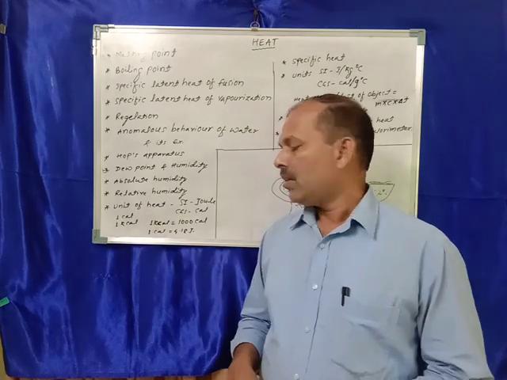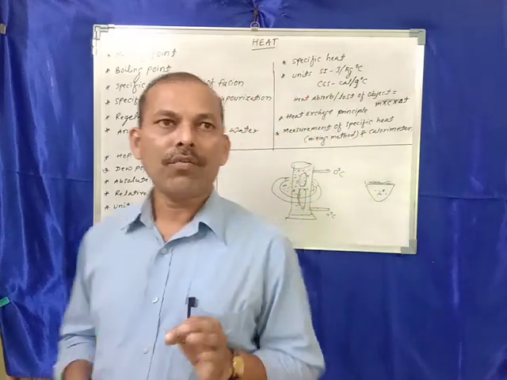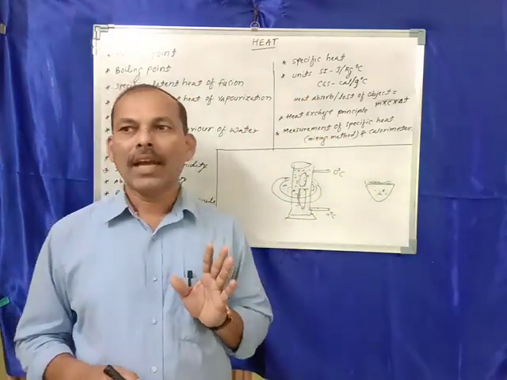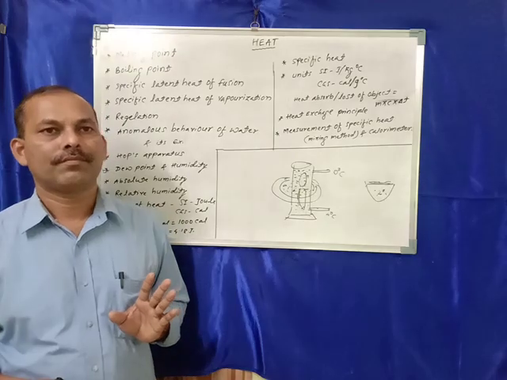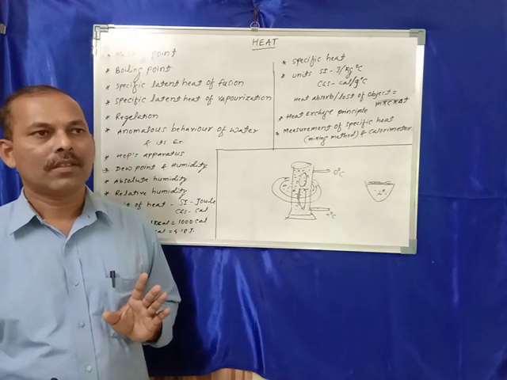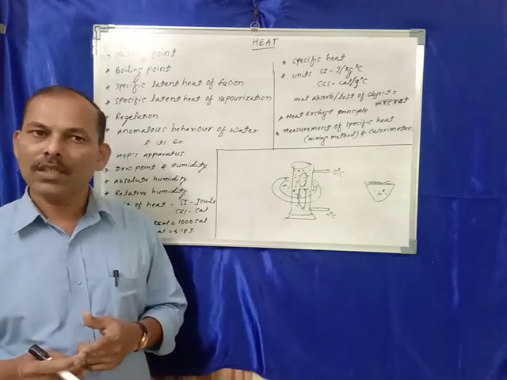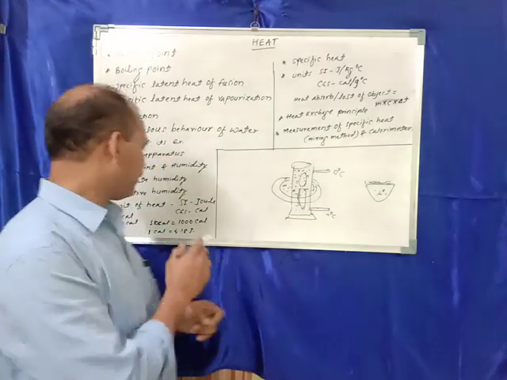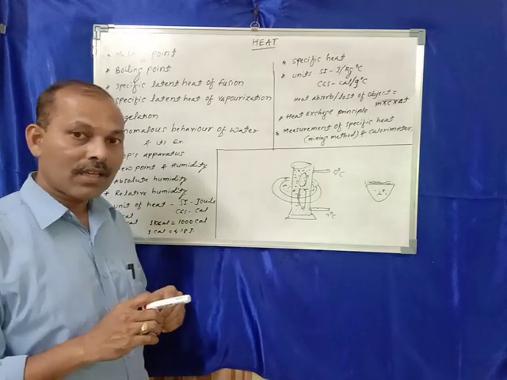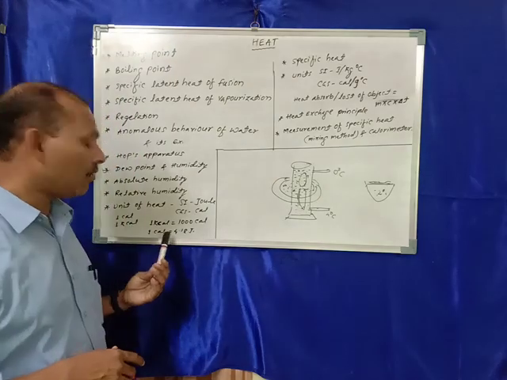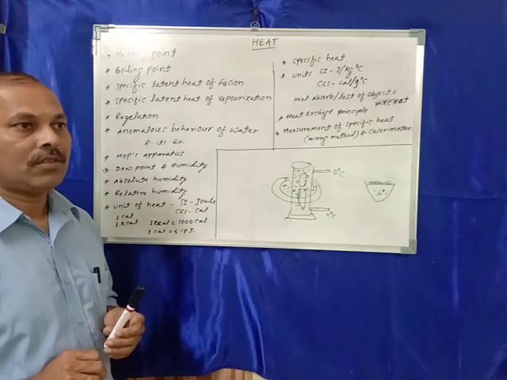Then unit of heat. We already know that the SI unit of heat is joule and CGS unit of heat is calorie. What is the relation between calorie and joule? 1 calorie is equal to 4.18 joule. This is the relation between calorie and joule.